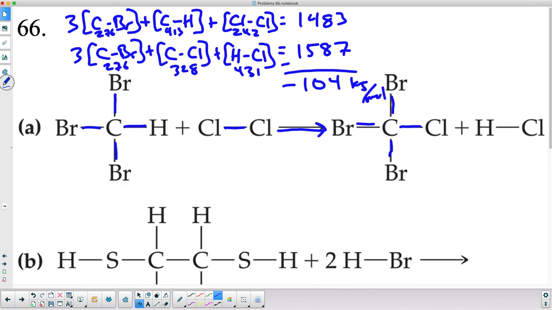And that's how I do that. It's very simple. Add up all of the bonds before the arrow, add up all the bonds after the arrow, and then subtract the two, and that's how you get it. Let me just make sure I didn't screw that up. I'm pretty sure I got that right. Yep, that's it. Perfect. Reactants minus products gives us a minus 104 kilojoules per mole. Do the second one just like that, and the third one just like that, and we'll check it then.